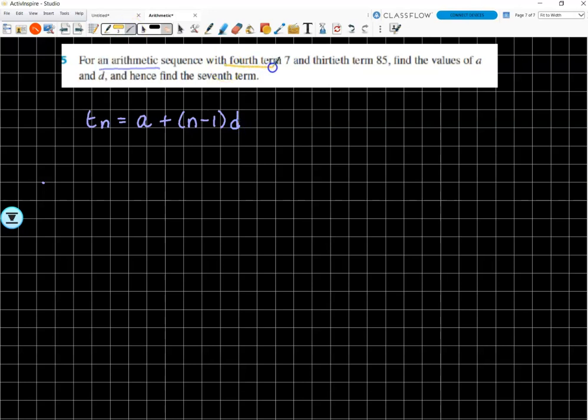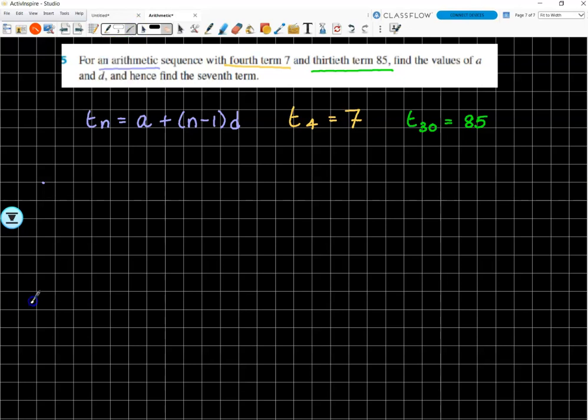So I'm going to write what? Excellent. T4 equals 7, and a 30th term of 85. So T30. Thank you. Did a lot of us read 13th? Thank you, so did I. 30th.